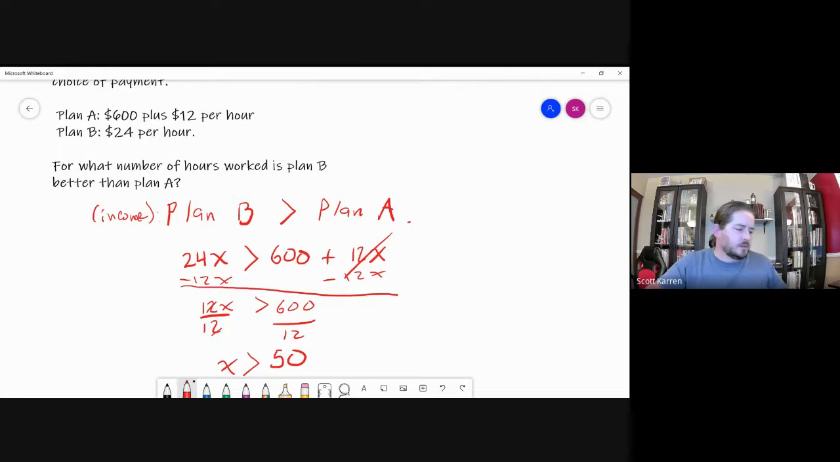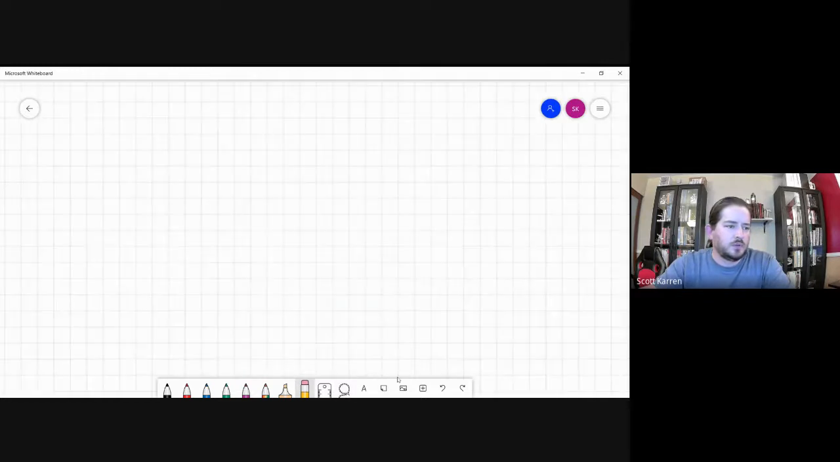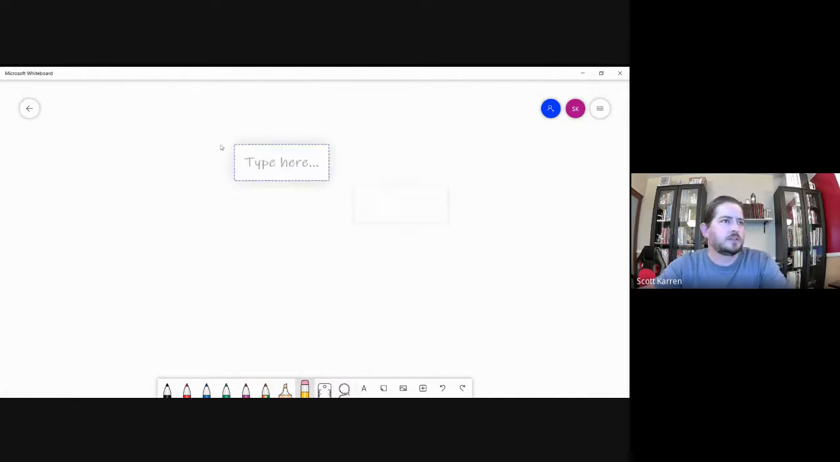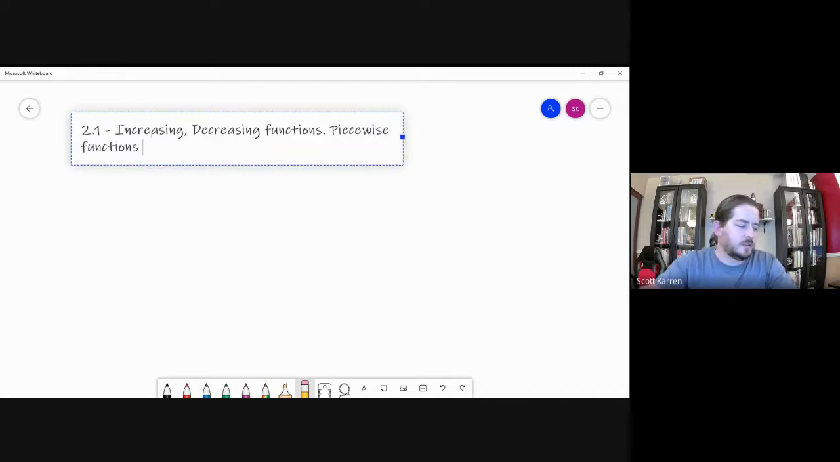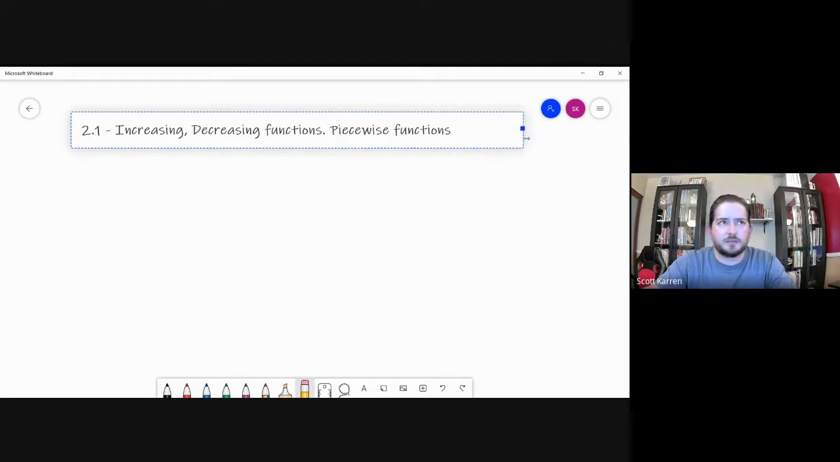Okay, and that wraps up section 1.6. So let's dive into section 2.1. Section 2.1 starts with increasing and decreasing functions, and it's also dealing with piecewise functions and applications of those.